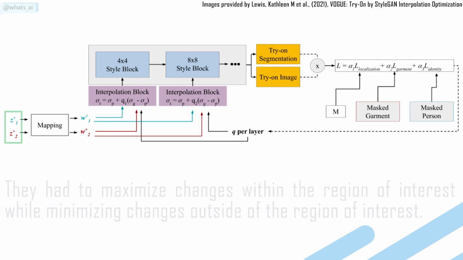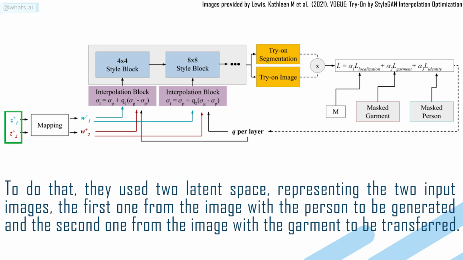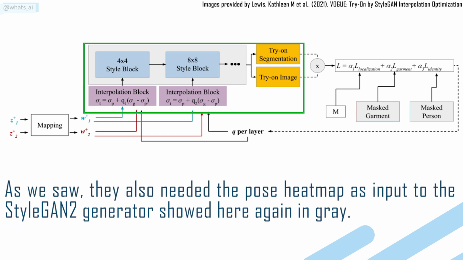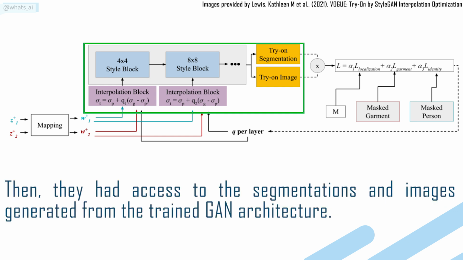To do that, they used two latent spaces, representing the two input images, the first one from the image with the person to be generated, and the second one from the image with the garment to be transferred. As we saw, they also needed the pose heat map as input to the StyleGAN2 generator, shown here again in gray. Then, they had access to the segmentations and images generated from the trained GAN architecture.